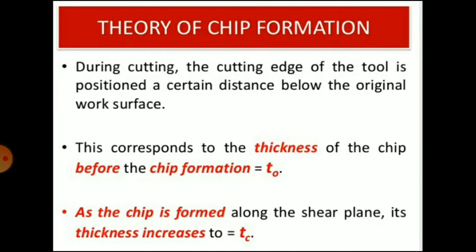During cutting, the cutting edge of the tool is positioned a certain distance below the original work surface. This corresponds to the thickness of the chip before the chip formation, equal to T0. It is also called the uncut chip thickness. As the chip is formed along the shear plane, its thickness increases to Tc. So Tc is the cut chip thickness.